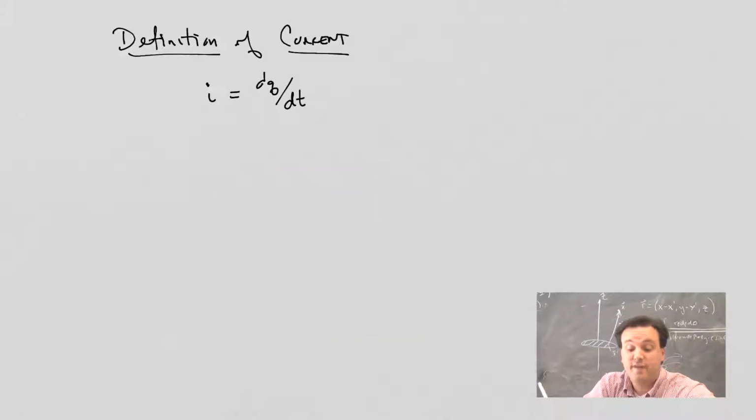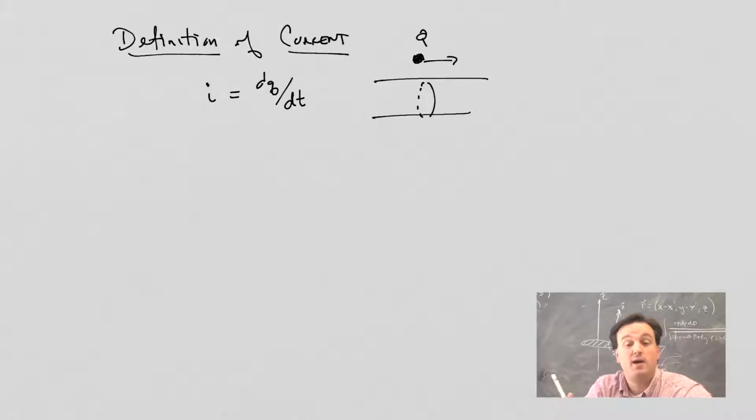So now I can define the current, which we label as I, as the derivative of the charge with respect to time. That is, if I have some wire with some cross-sectional area, I can measure how much charge passes by that cross-sectional area in a given amount of time, and that's the current I.